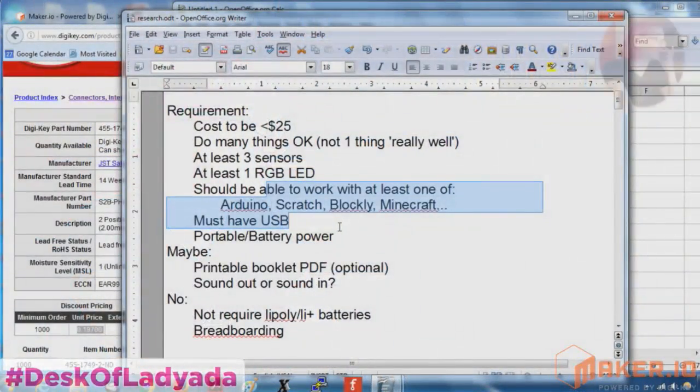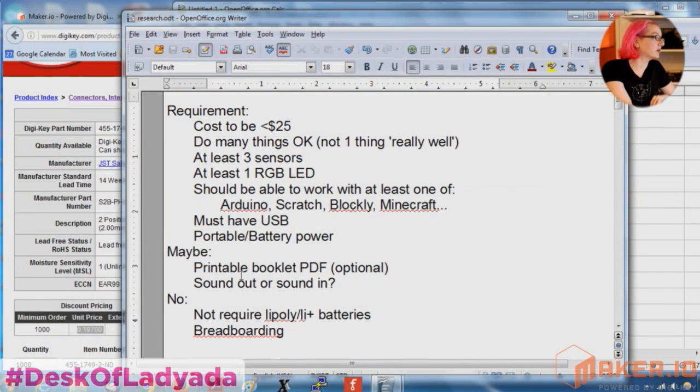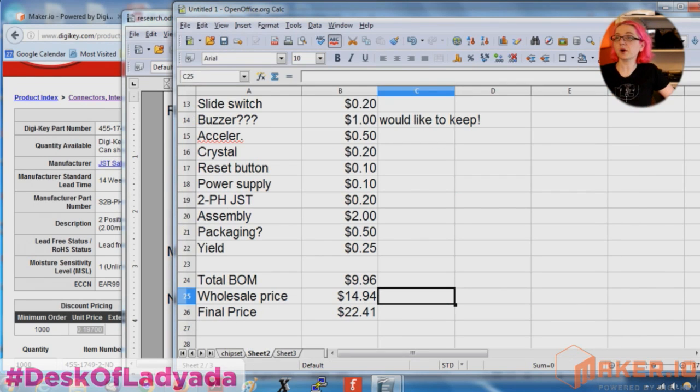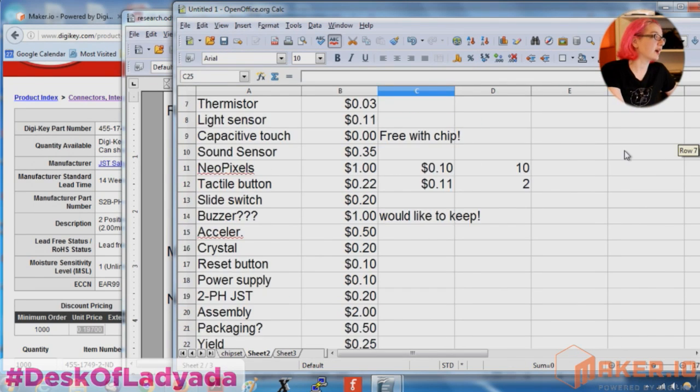Okay, so that's evaluations. We got pretty good. We hit our requirements: under $25, at least 3 sensors, at least 1 RGB LED, works with Arduino, has USB, can use battery power, has sound in and sound out, doesn't require a LiPoly battery and does not require breadboarding. So we've hit our requirements. We're on track. All right.